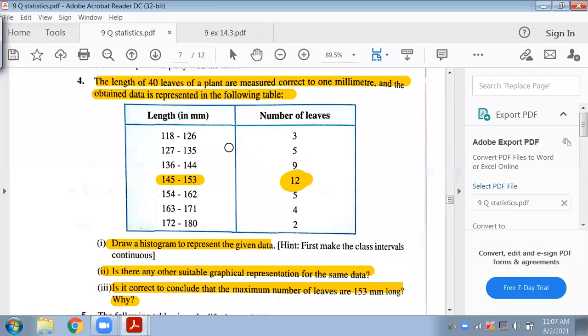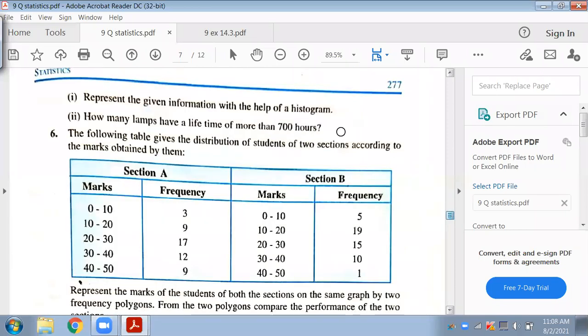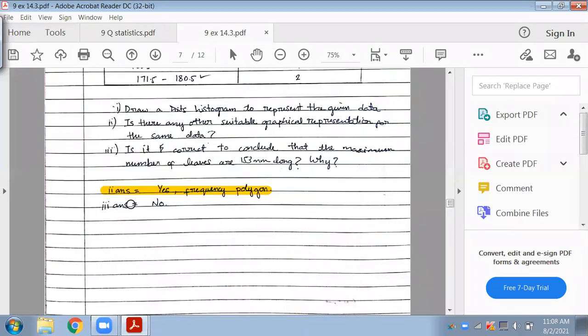But still it doesn't mean that 153 mm is the size of the maximum number of leaves, because 12 is the frequency for 145 to 153 mm. It is not for only 153, it is for 145 to 153, so we cannot conclude that the maximum number of leaves are 153 millimeter long. So the answer will be no. Number 3 answer will be no, write that.